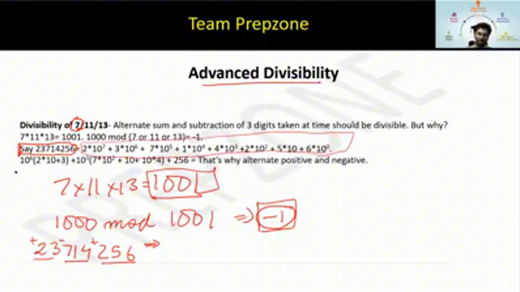Now, if I have taken 10 to the power 6 common from these two numbers, why am I taking 10 to the power 6 common? Because I know that 10 cube mod 1001 is nothing but minus 1, okay? So I want to have something which has 10 cube or multiple of 10 cube, right? So this is why I have taken 10 to the power 6 common.